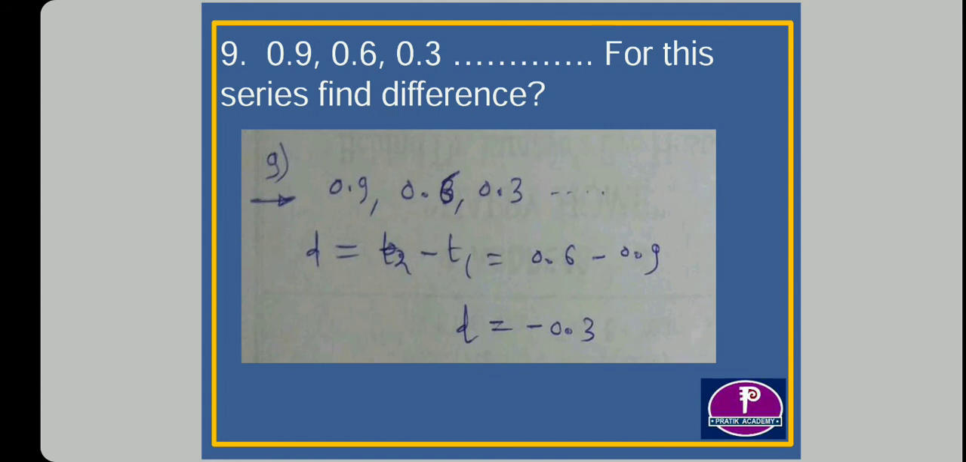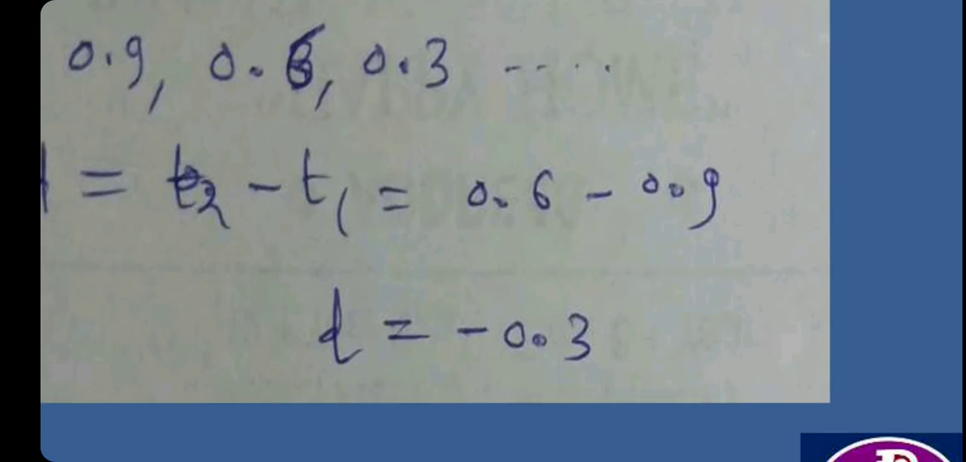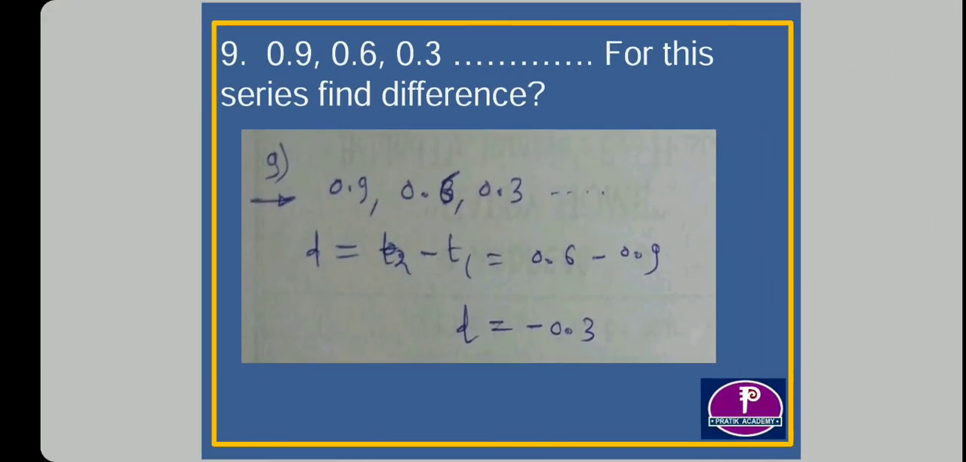Next, 0.9, 0.6, 0.3. For this sequence, find the difference. The difference is nothing but T2 minus T1. 0.6 minus 0.9, it is coming minus 0.3. Okay, remember that the common difference can be positive, can be negative, or even zero also.